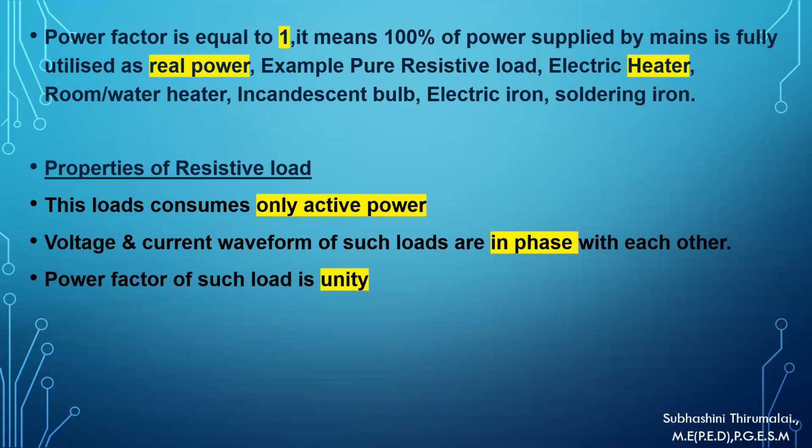If power factor is 1, the losses will be very less. Copper losses will be less. If power factor is very low, if it is inductive in nature, if it is reactive power, if the power factor becomes 0.4, then what will happen? Losses will be very high. Copper losses will be very high. Wastage of power is high.